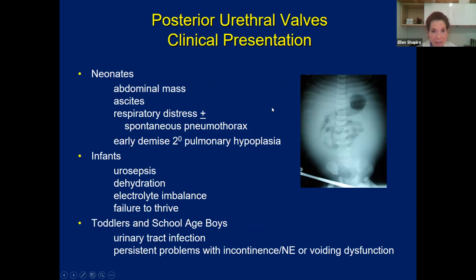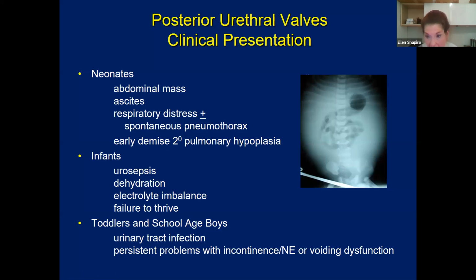So what is the clinical presentation of valves prenatally and also postnatally? Abdominal mass is certainly one. Ascites is seen in this X-ray here, KUB, and respiratory distress and spontaneous pneumothorax. Early demise is usually secondary to pulmonary hypoplasia.